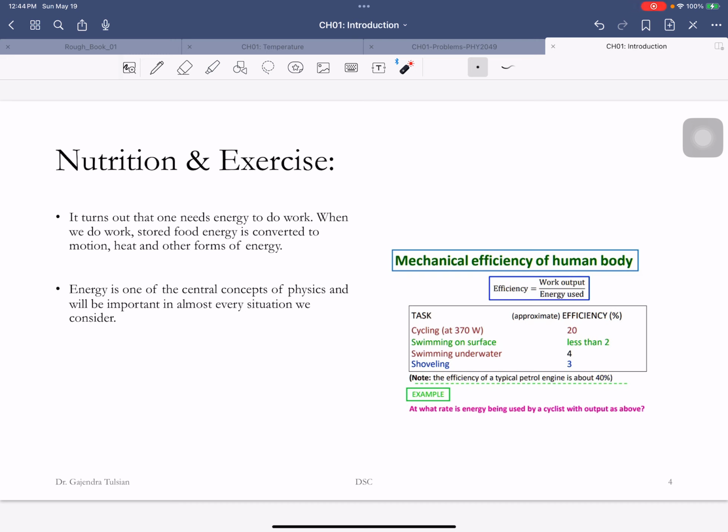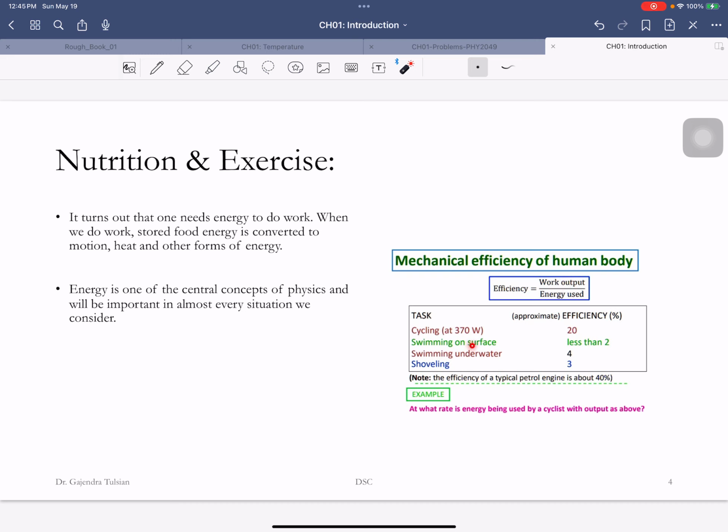So for instance, here's some efficiencies. You'll see that, so this is the mechanical efficiency of the human body. If you're cycling, your efficiency is 20%. What that means is, for, let's say, 100 joules of energy used from ATP molecules, 20 joules of that turns into motion in the cycle. So efficiency of cycling is 20%. So efficiency is defined as output work divided by energy used. Okay, or this is also useful work divided by energy used.